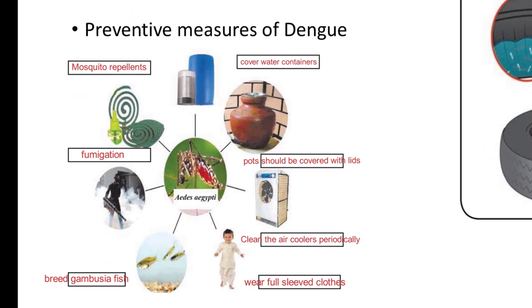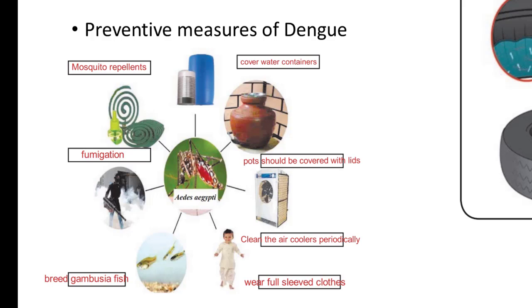You have to complete the picture in your textbook. The first one you can see, the water containers should be covered so that the spread of the mosquito can be stopped. Then the pots with drinking water should have lids. Then clean the air coolers regularly. You can add eucalyptus oil to the water and clean the tray.